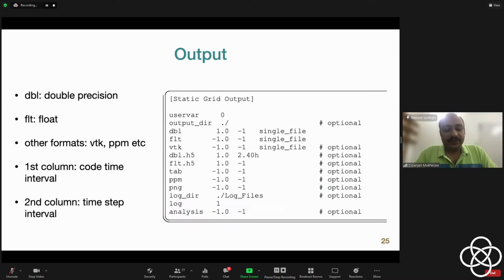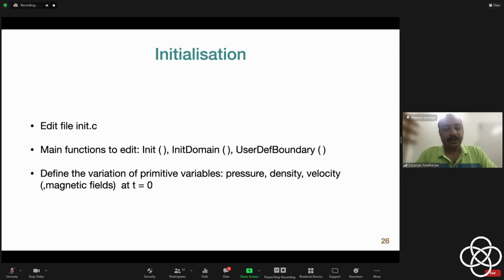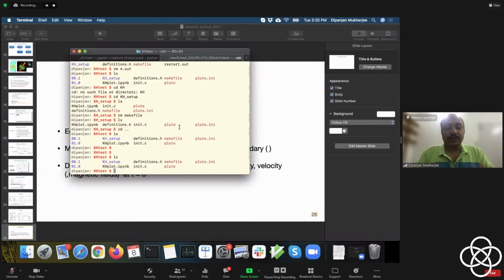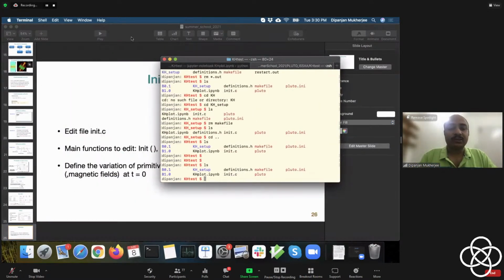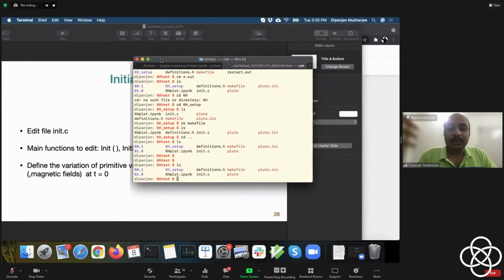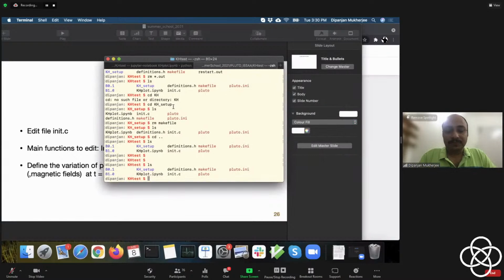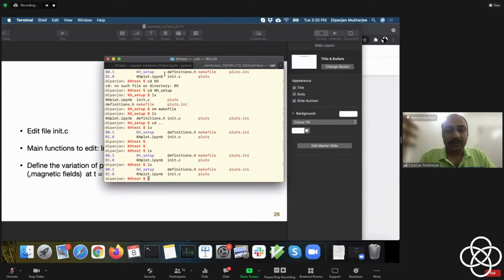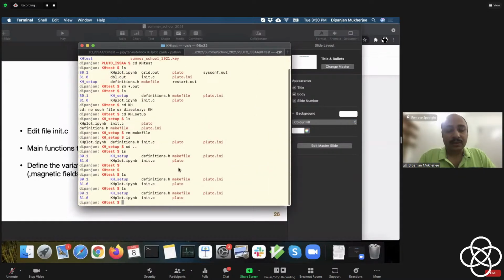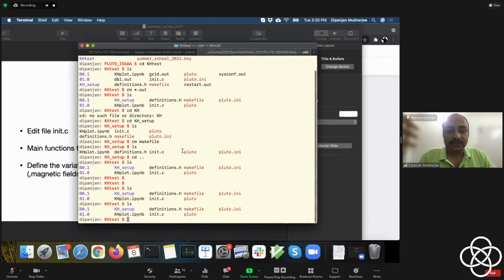And then you have various output criteria. And so the main file you have to edit is the init.c. I'll quickly see if I can show you the actual live demonstration. I'll give this PDF on the course website. So I had set up a simple problem called the Kelvin-Helmholtz problem. So as you can see now, I hope you can see my screen. Let me increase the font size, yes.